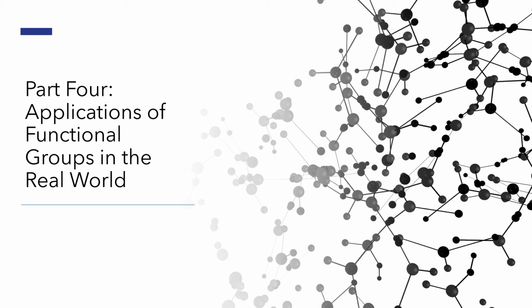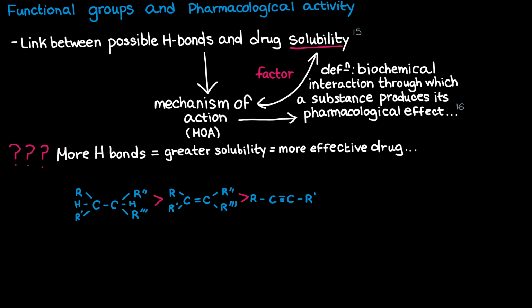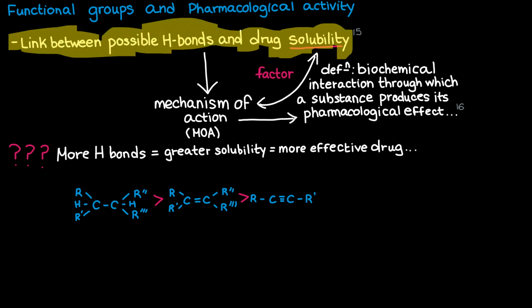We're going to wrap this up with applications of functional groups in the real world. So there's actually a relationship between functional groups and pharmacological activity. More specifically, there's a link between possible H-bonds and drug solubility, and it's influenced by something called a mechanism of action. We're going to look at its definition. It's defined as the biochemical interaction through which a substance produces its pharmacological effect.